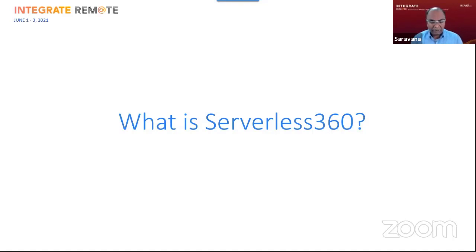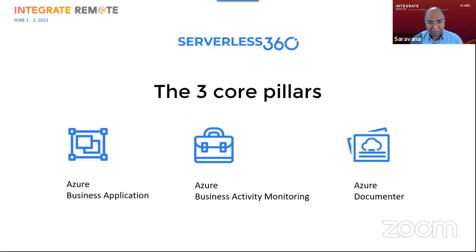One of the major things we have done now is that internally we split Serverless 360 into 4 pillars. One is called Azure Business Applications, and the second is Business Activity Monitoring. Even though it's a very generic name, we named it to align with Azure. And finally, Azure Documenter is something fairly new. This is the first time we are showcasing it to a wider audience. I wanted to spend some time to explain each one of them, why we built it, what problem we are trying to solve, and how it's going to look.